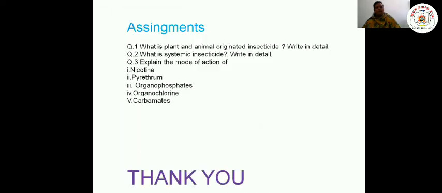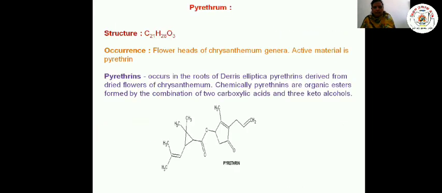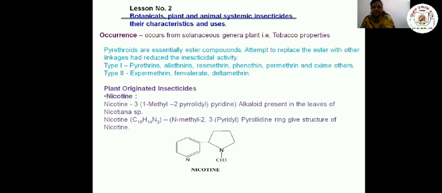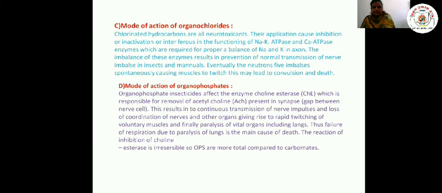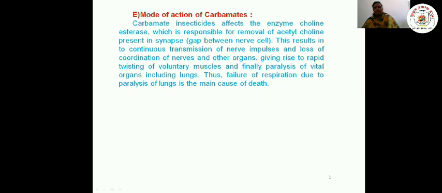Assignments. What are plant and animal originated insecticides? Write in detail. Then what is a systemic insecticide? Write in detail. Explain the mode of action of nicotine, pyrethrum, organophosphate, organochlorine, and the carbamates. This is the remaining part, a very short part, of our topic, insecticides. Okay. Write down all these assignments. Today we will stop here.